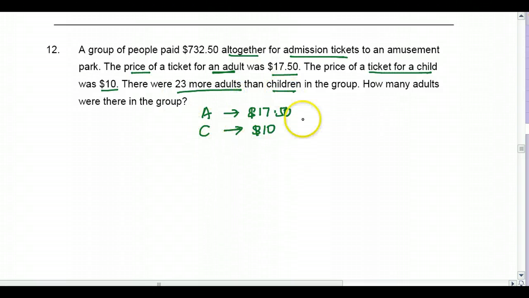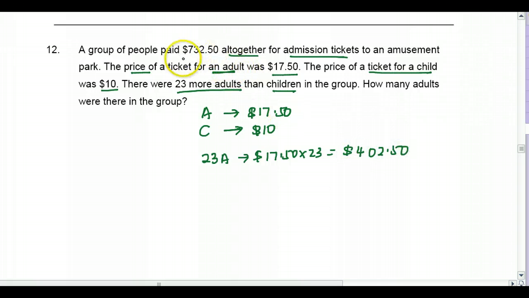So I know that there are more adults than children. So I will take 23 adults, which will be $17.50 times 23, which should give me $402.50. So first I need to minus off the 23 more adults. So my $732.50 minus $402.50, which will give me $330.